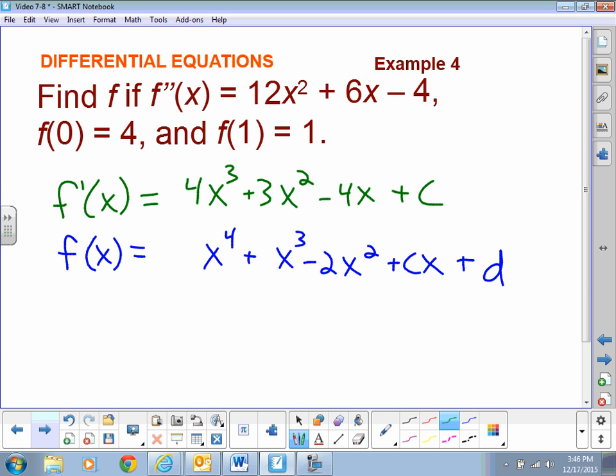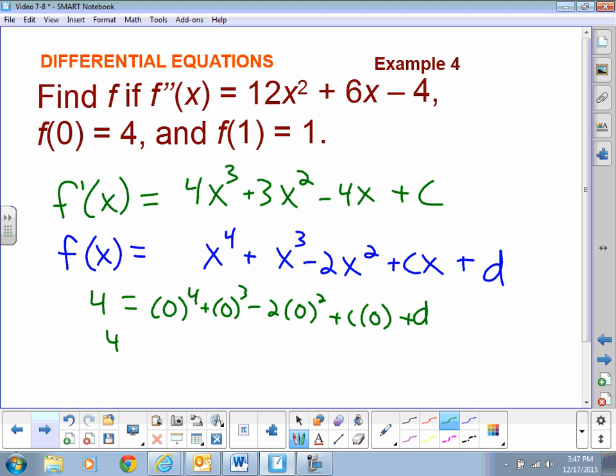Well, the issue is we have two constants to solve for now, both c and d. Luckily, they gave us 2 points. I would strongly suggest use the 0 to start out. We'll put in 4 for our y. We'll have 0 to the 4th plus 0 to the 3rd minus 2 times 0 squared plus c times 0 plus d. Well, that's going to give us just 4 equals d because all of it will wipe out.